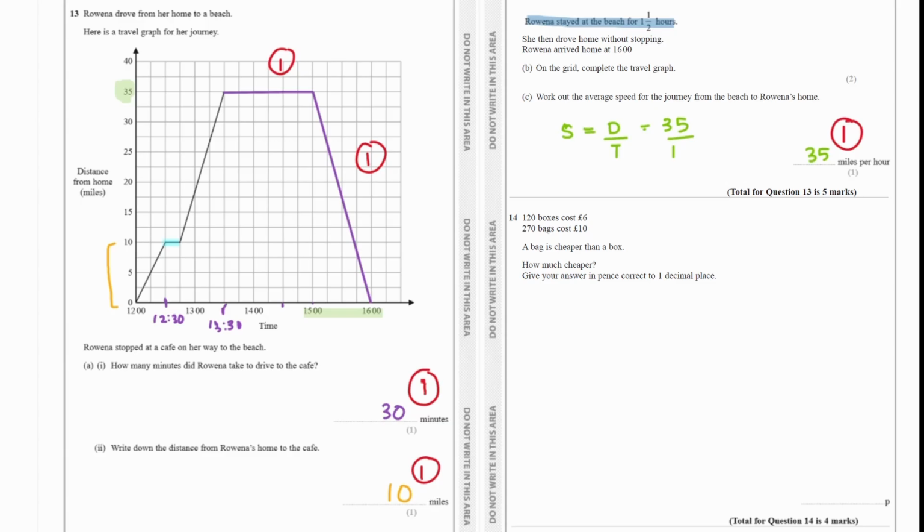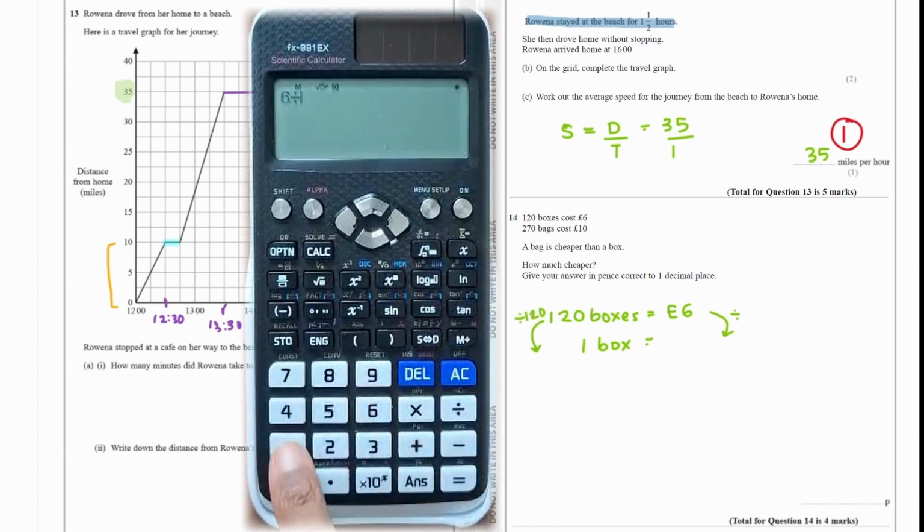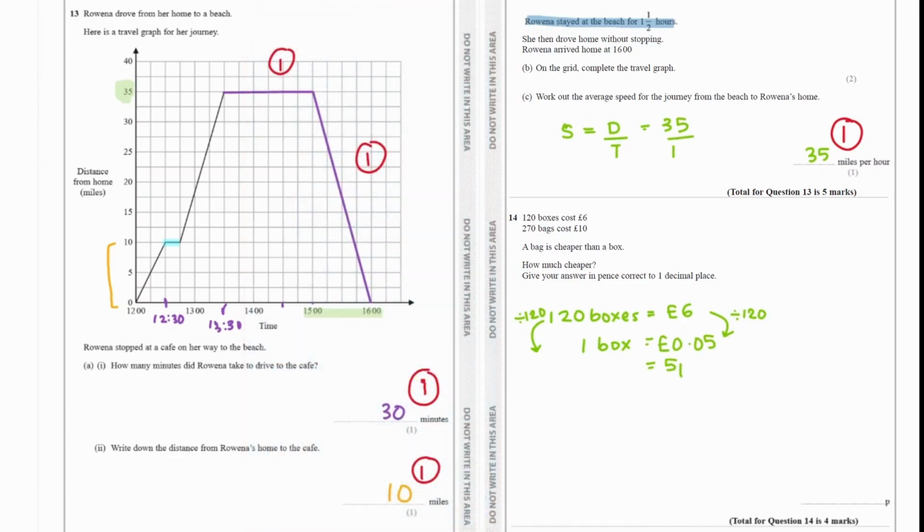So we can use the information 120 boxes cost £6. So if 120 boxes cost £6, in order to find how much 1 box would be, we have divided 120 by itself to get 1. So we will also do 6 divided by 120, and that gives £0.05, which is the same as 5p.